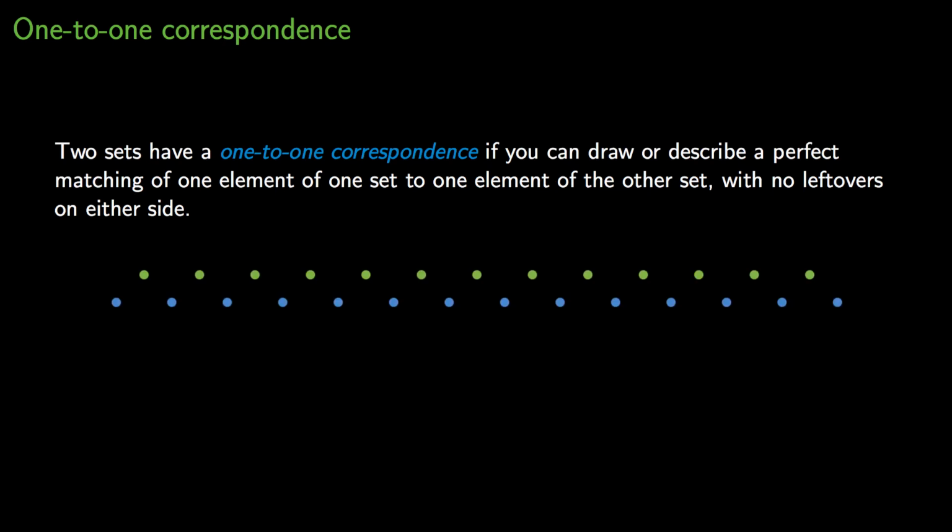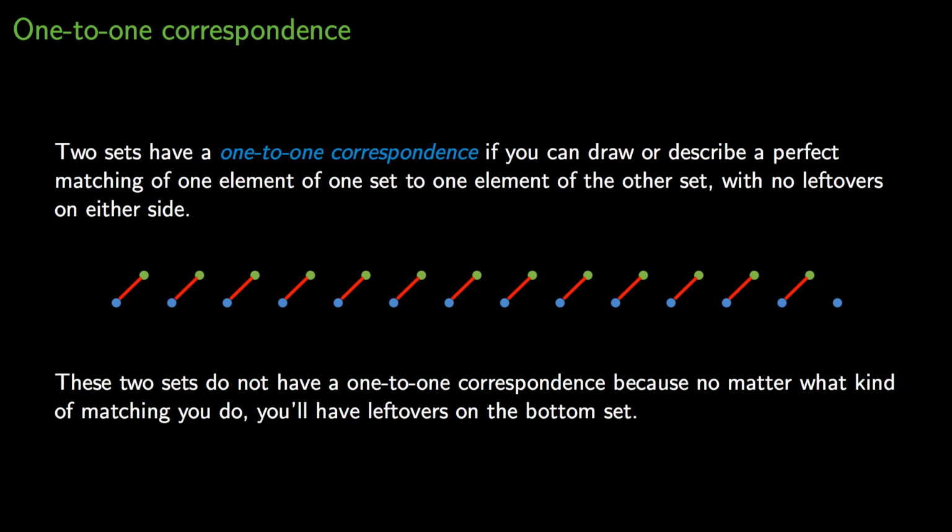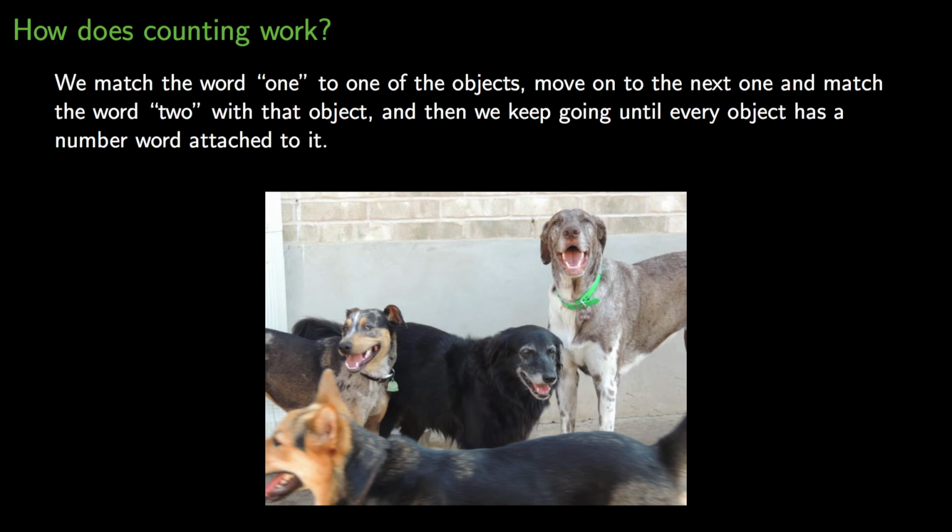So in the case of the sets of dots, you would start matching up green dots to blue dots, and you match up all the way to the end, and no matter how you match them up, there will always be a lonely blue dot who's left out. And so these two sets do not have a one-to-one correspondence. So more generally, how does counting work?